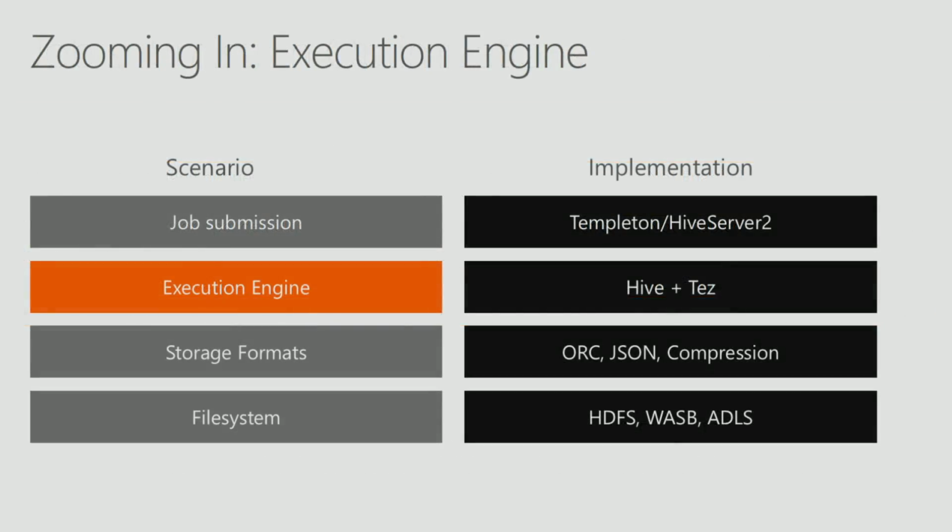OK. So we talked about the first layer, which is job submission. And we're going to go to the next one, which is execution engine. At the execution engine layer, we're looking at the Hive and Tez optimizations.